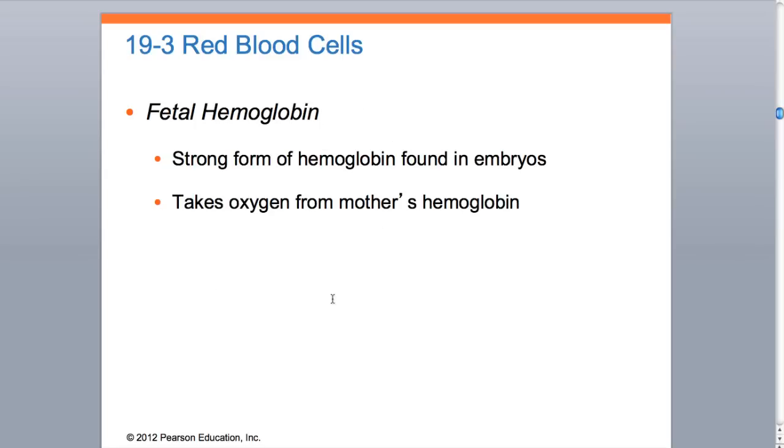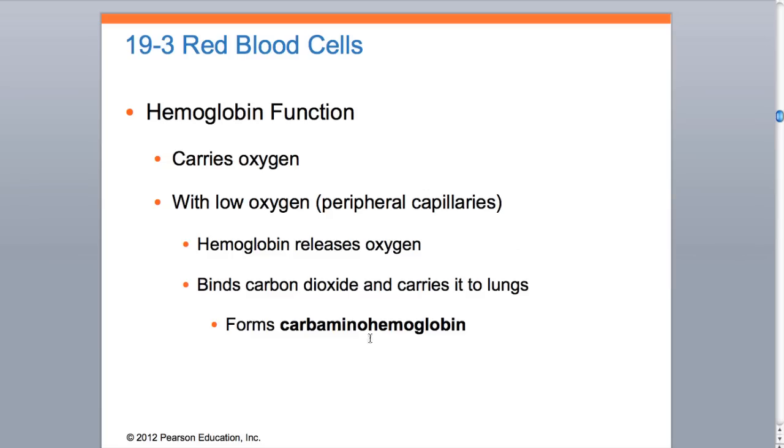Okay, I don't care for that slide. And now we're on this slide. I've already mentioned the key part. I already told you about carbon dioxide on hemoglobin. So if we have a lot of carbon dioxide on hemoglobin, we call it carboaminohemoglobin.